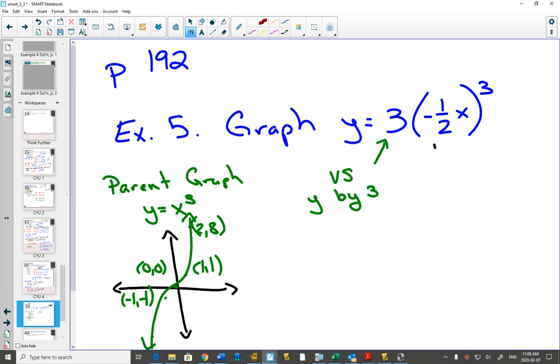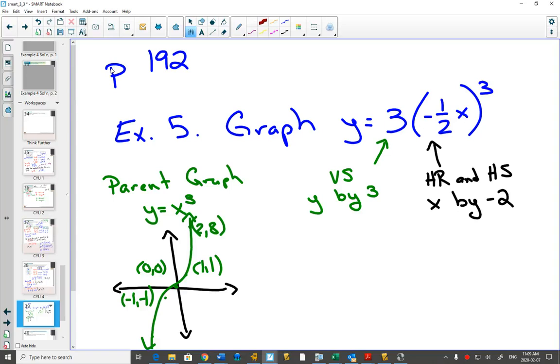Next, we have a -1/2. Can you see that that -1/2 is inside the brackets? It's getting cubed. So that negative is going to be a horizontal reflection and a horizontal stretch. You're going to multiply your x values by negative for the reflection and 2, the reciprocal. Right? Everything inside is the reciprocal for stretches. Multiply your x value by -2.